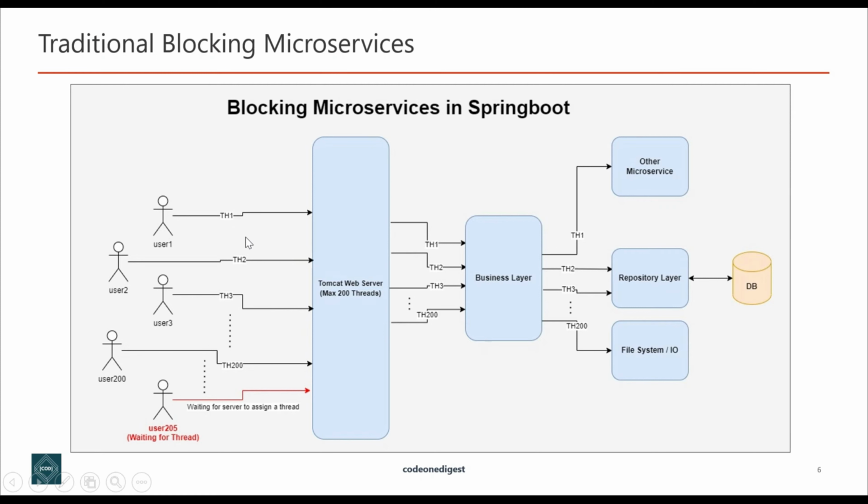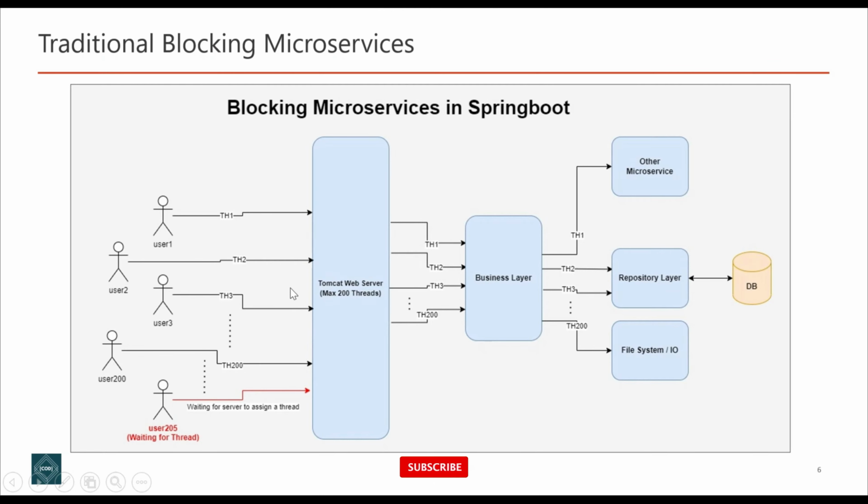You see here, thread 1 is occupied by user 1, thread 2 is occupied by user 2 request, thread 3 is occupied by user 3 request, because all these requests are coming at exactly the same time. So if you see, we have 200 threads blocked by 200 users, okay, and then we have more requests at the same time. Let's say user 205, its request is waiting for a thread to be free.